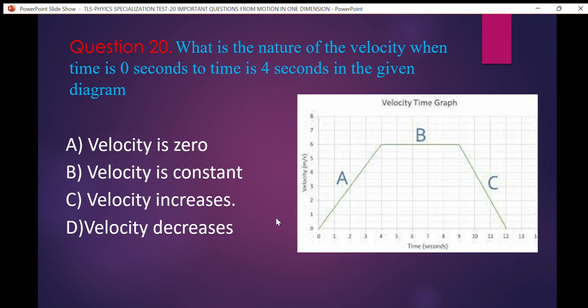All right, so I hope this video will be beneficial for you. It will help you to score better marks in the TLS physics examination, and also to have an idea about kinematic quantities.